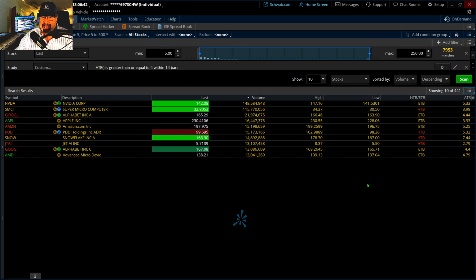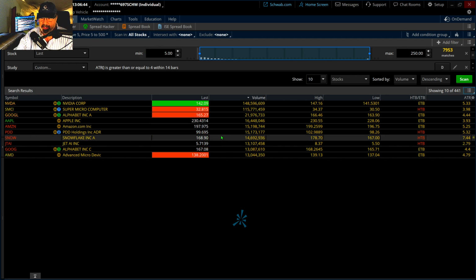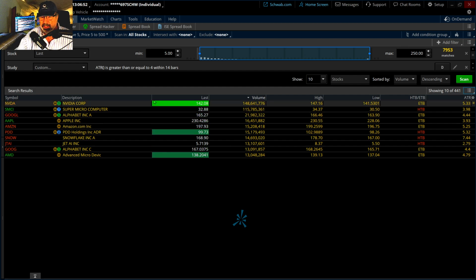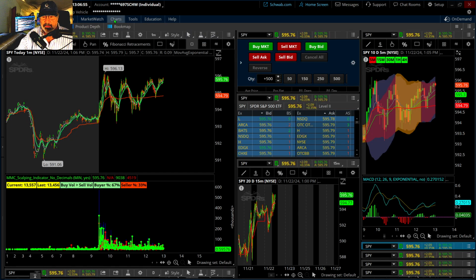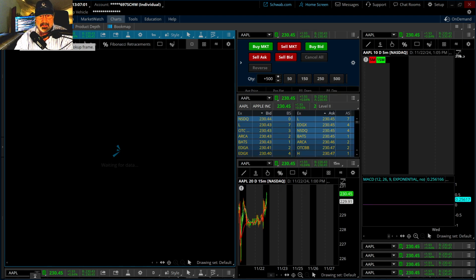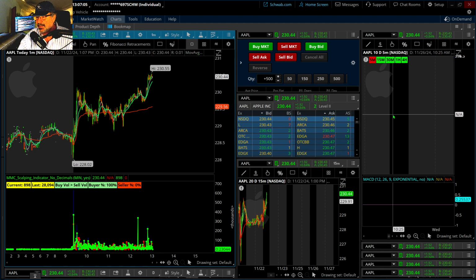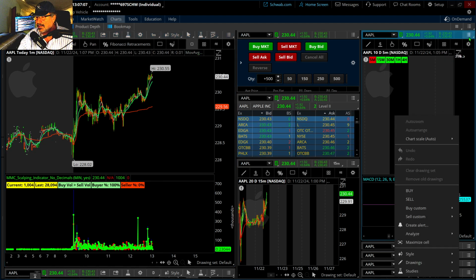So I'm going to go to Apple off of the scanner because it's pretty high up still in volume. Now, granted, we're in the middle of the day, but this is what I would look for in the morning, and it would give me enough data to make these same decisions. So now I'm going to go back over to charts up here, and I'm going to put in Apple. So now we're going to Apple. Again, we're in the middle of the day here. Let me just get this.